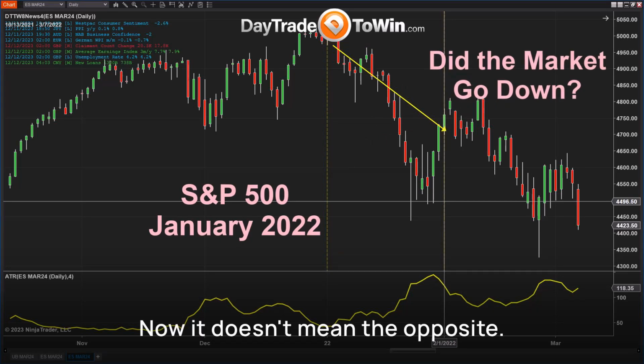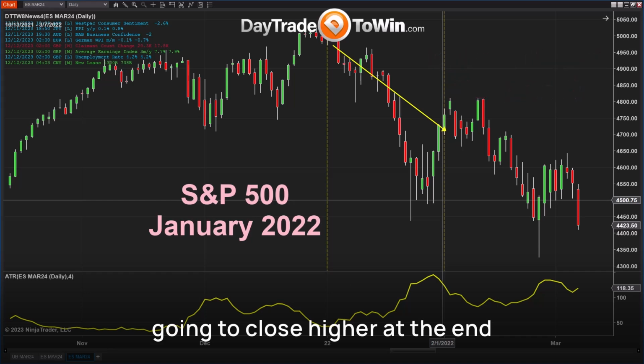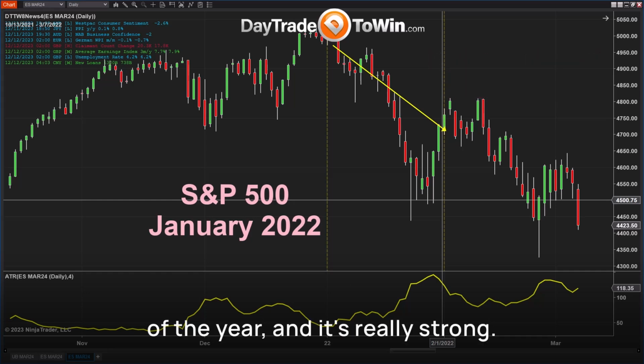Now it doesn't mean the opposite. It doesn't mean that the market's going to go down, so there's not an inverse relationship. What it does tell me is that the market could go up, it could go down, it can go sideways, but we don't have that statistic that the market is going to close higher at the end of the year, and it's really strong.